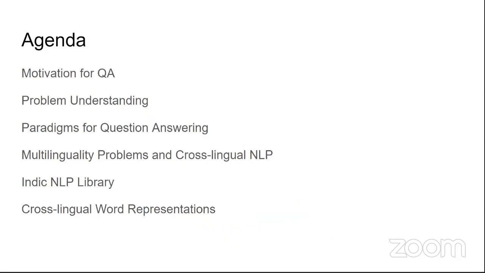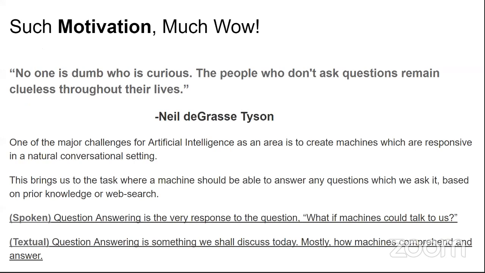And of course, we will start with establishing a motivation for question answering. We'll try to understand the problem and why it is needed. We'll look at some applications as well. And then we'll talk about the different paradigms and types of question answering systems that have been prevailing. After that, we'll move on to multilinguality and cross-lingual NLP. We'll talk a little bit about the Indic NLP library and how Indian languages are so confusing for processing for machines. We'll discuss some of the popular cross-lingual word representations and then end this lecture there.